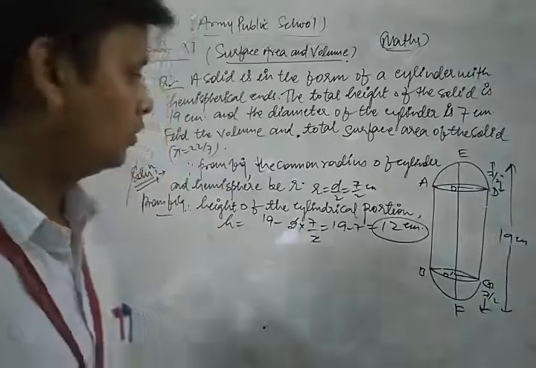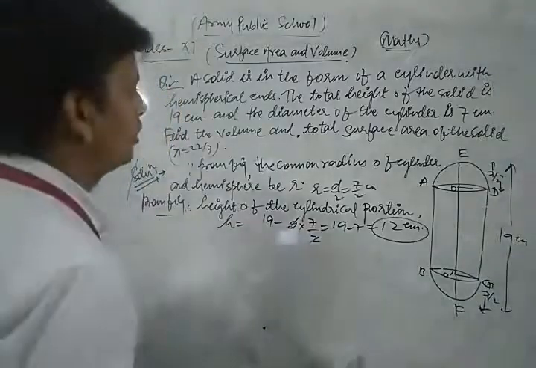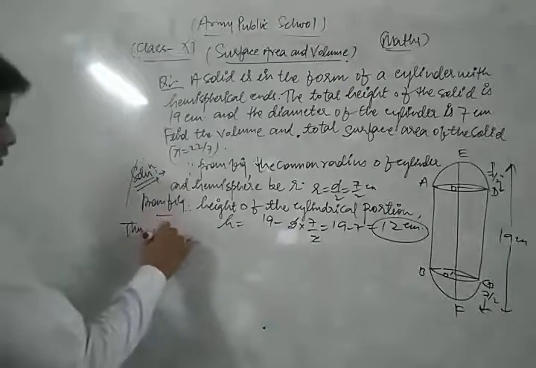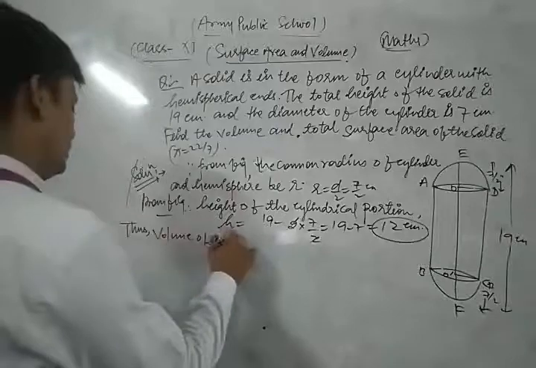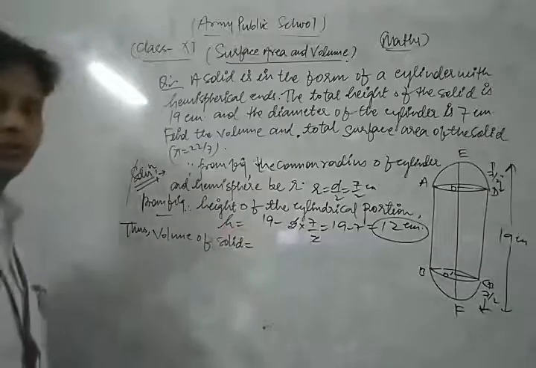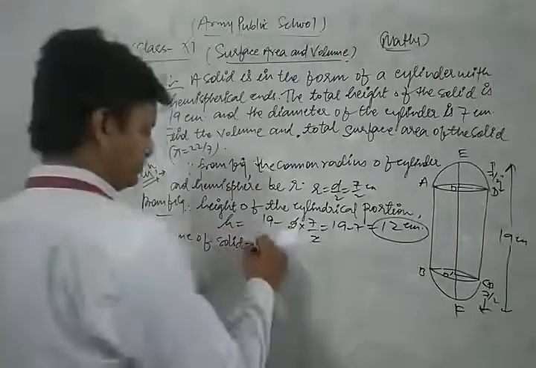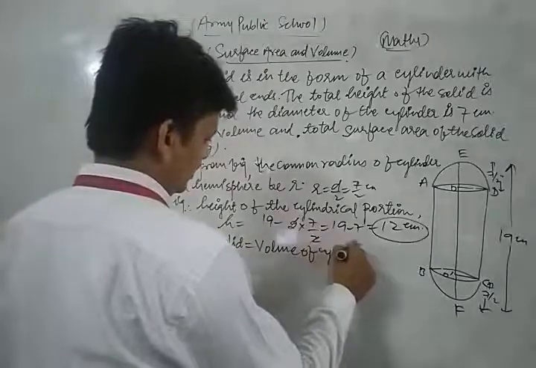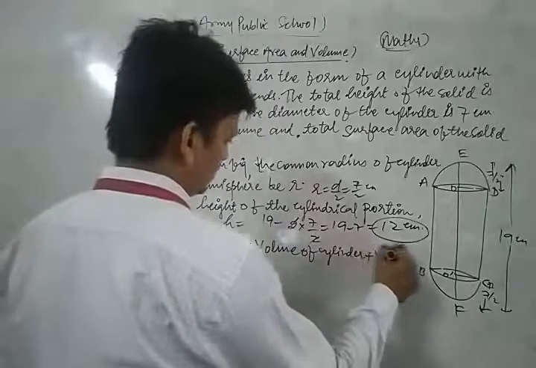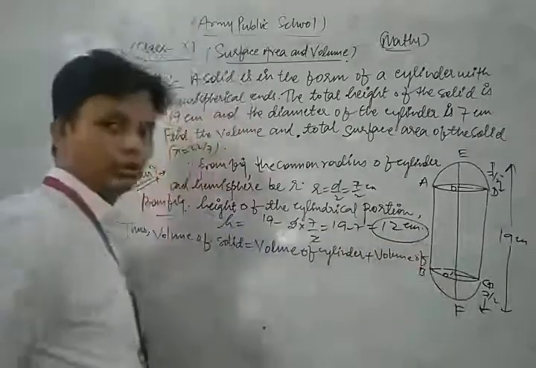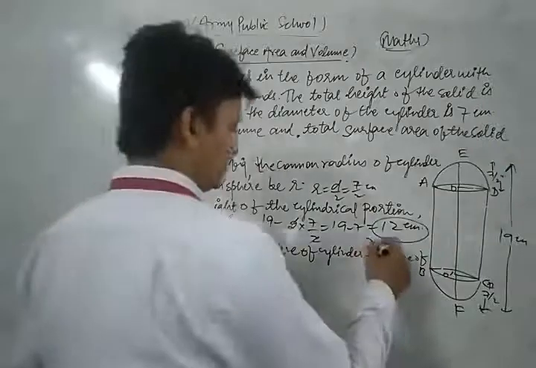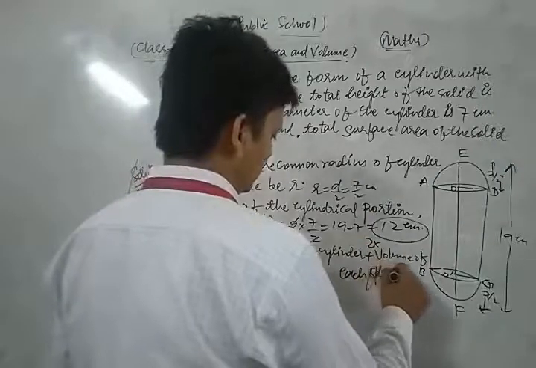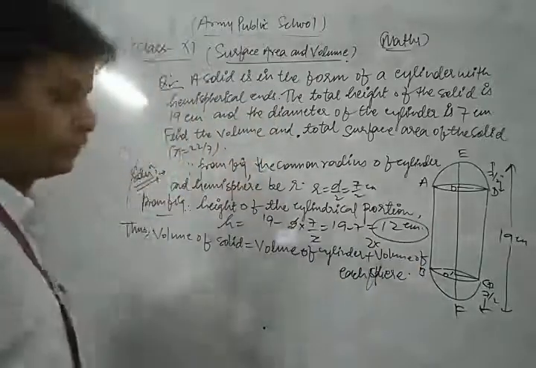Okay, now we find the volume of the solid. Thus, volume of solid is equal to volume of cylinder plus 2 into volume of each hemisphere.